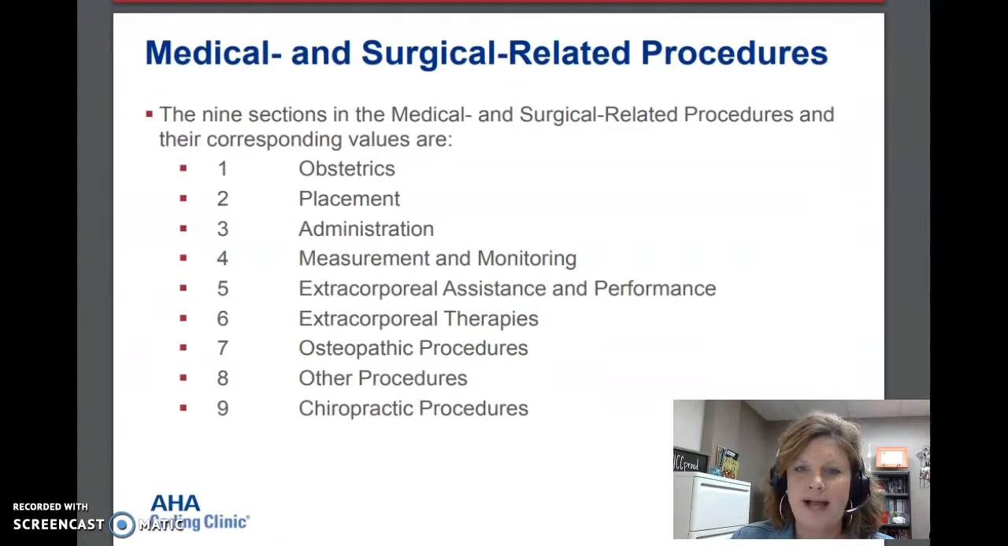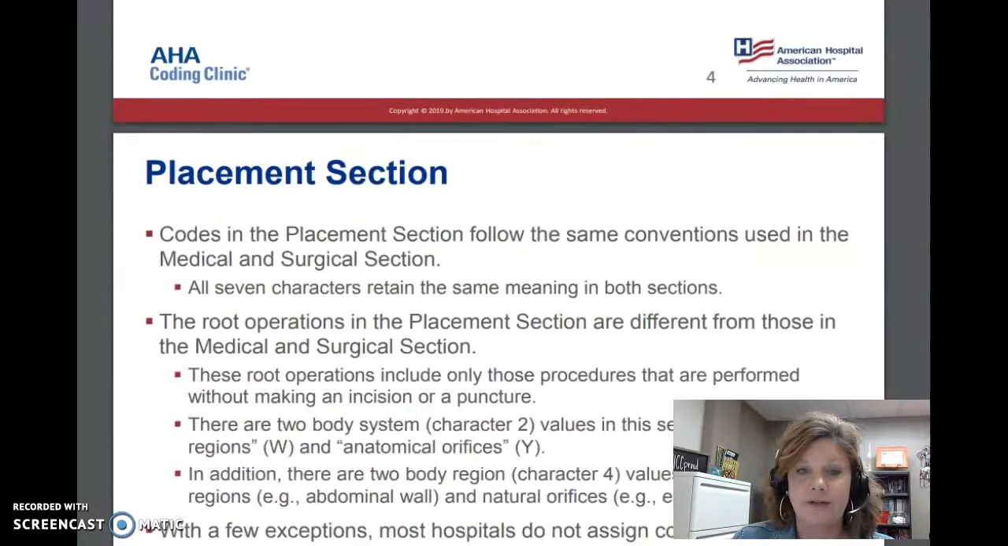Okay, so our 9 sections in the medical and surgical related procedures and their corresponding values are: obstetrics, which we will go through, placement, administration, measurement and monitoring, extracorporeal assistance, performance, therapies, osteopathic procedures, other, and then chiropractic.